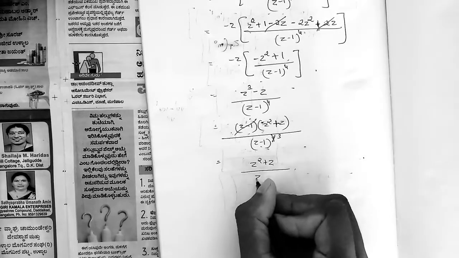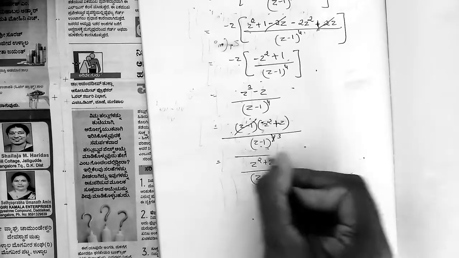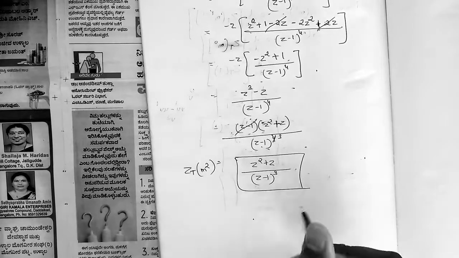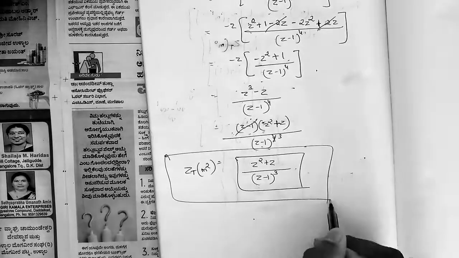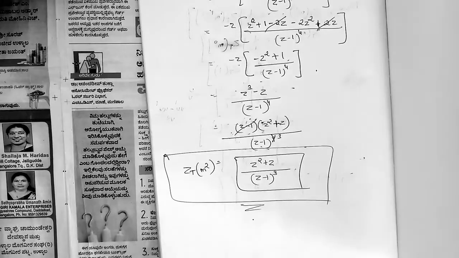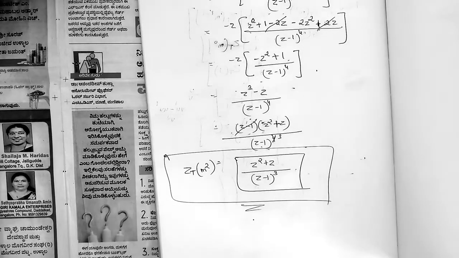So the required Z transform of n square is z square plus z divided by z minus 1 whole cube. Please do make a note of this, because these z transforms you are going to use in many problems. These are just a few general forms. There are many more general forms we are going to discuss in the upcoming sessions.